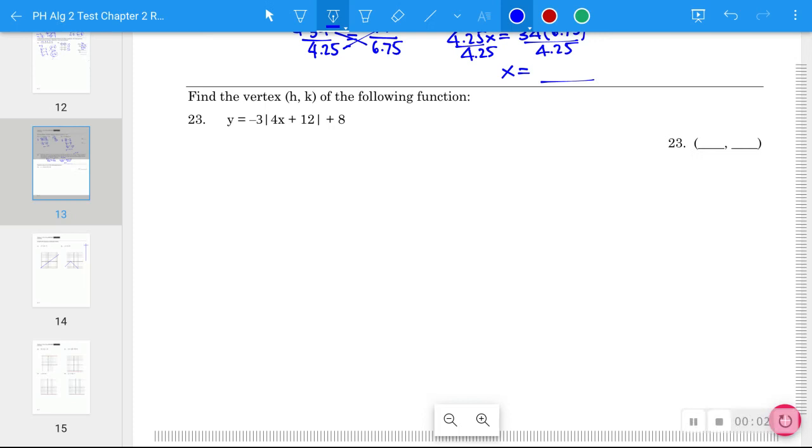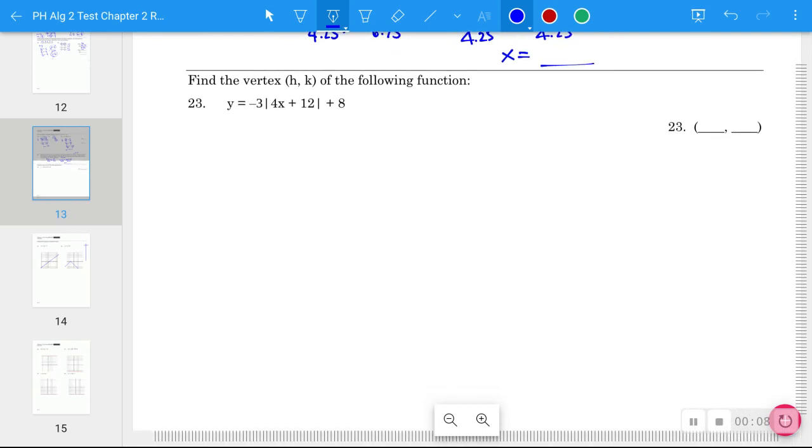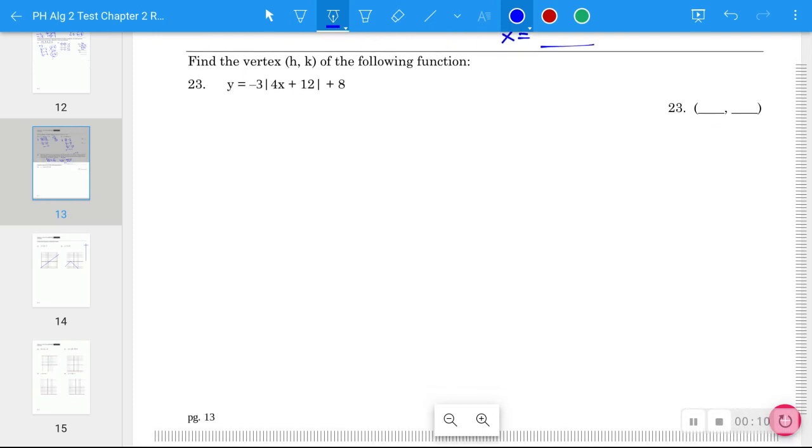Okay, we're continuing with the Chapter 2 review for Honors Algebra 2 and Regular Algebra 2. In this case, we're supposed to find the vertex of this absolute value function. There's a couple ways to do this.